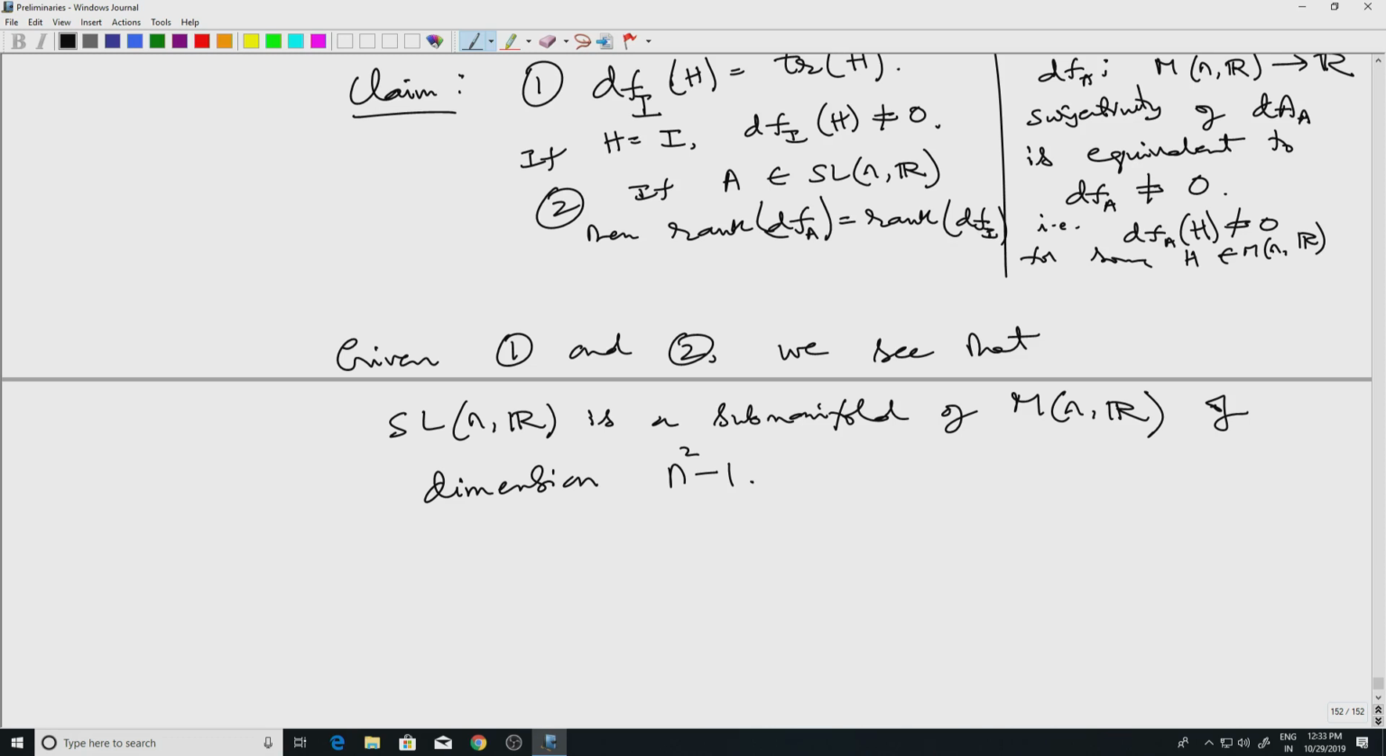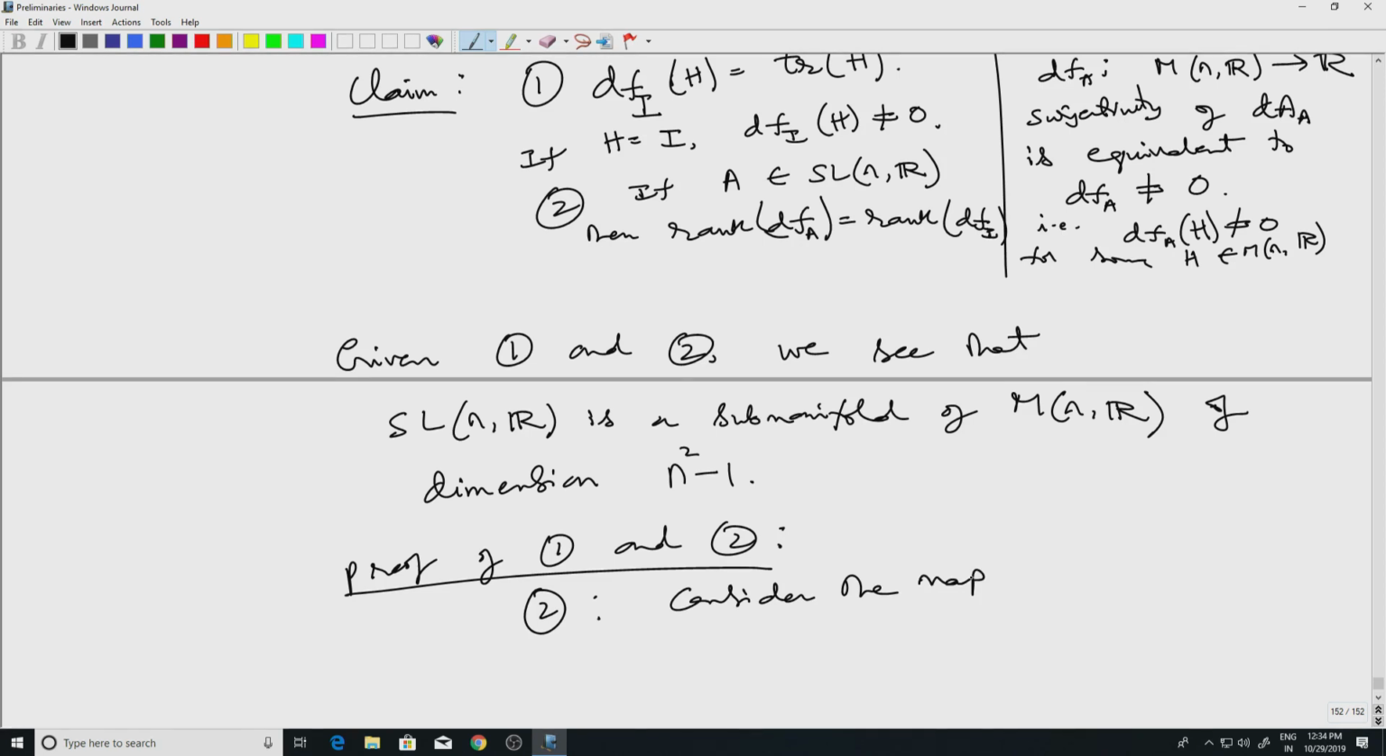Proof of 1 and 2. Let's start with 2, which is the easier one. I have to start with some A. Consider the map phi from M(n, R) to M(n, R) given by phi of x equals Ax. This is the same A that I'm starting with here, and I just multiply x with A.